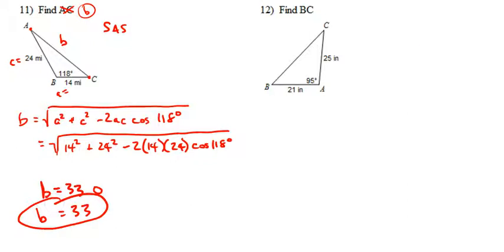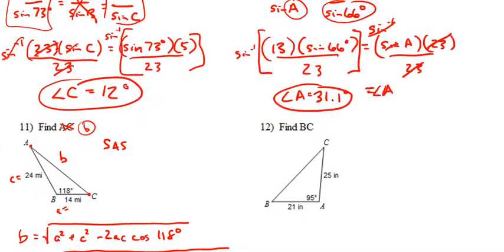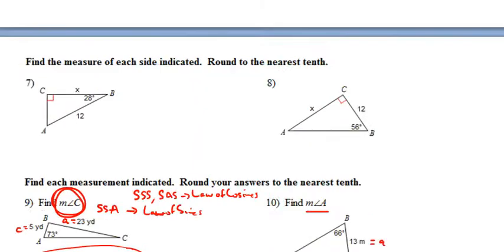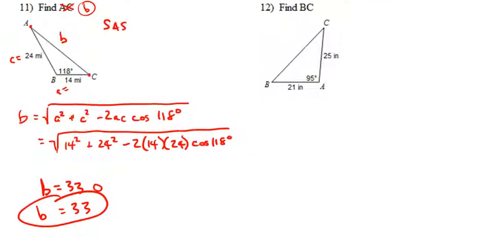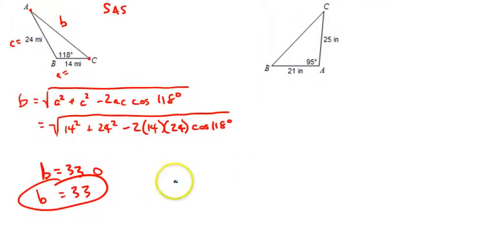So that's all I want. Reminder that those are the instructions. Right there: find each measurement indicated, round your answers to the nearest tenth. So going back down to this, to the nearest tenth, that's 33.0 or 33 units.